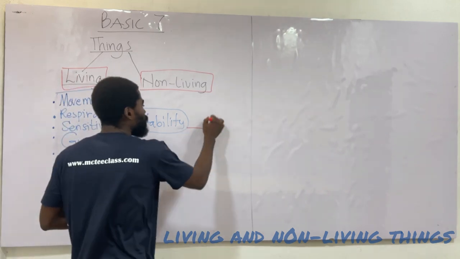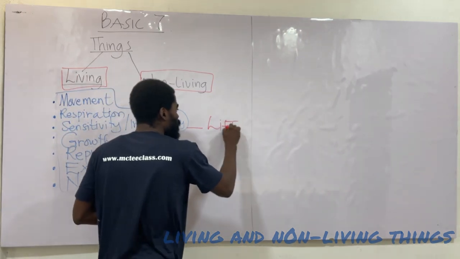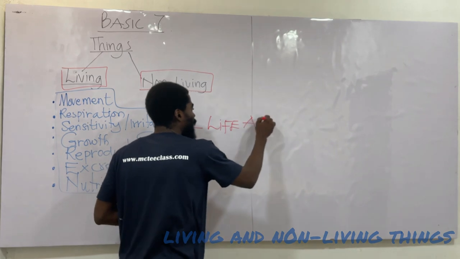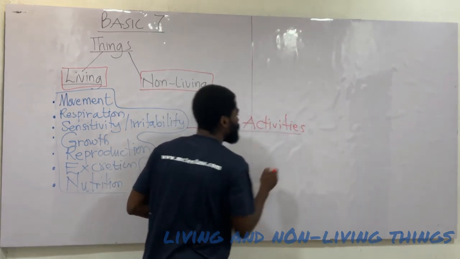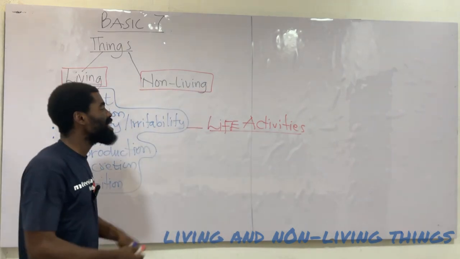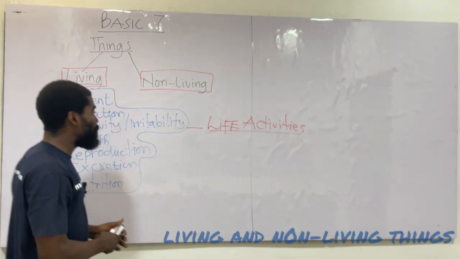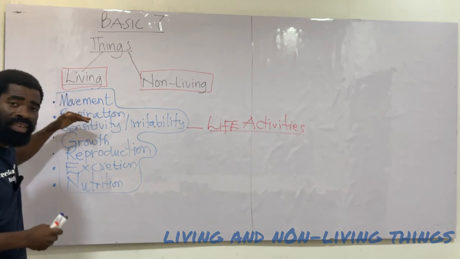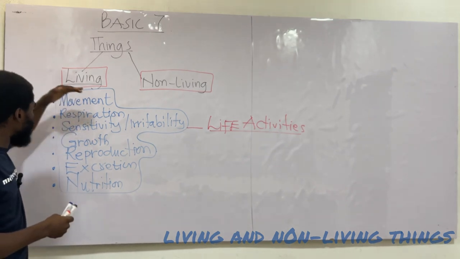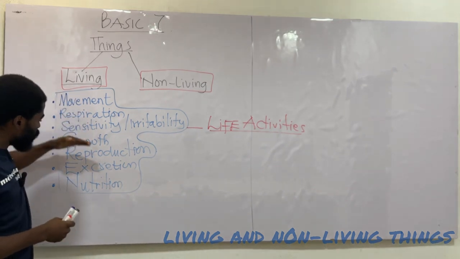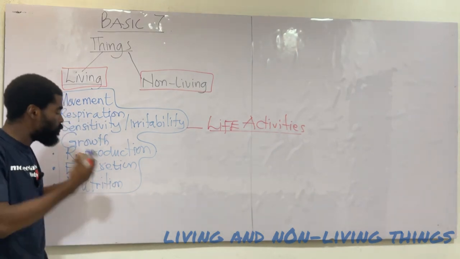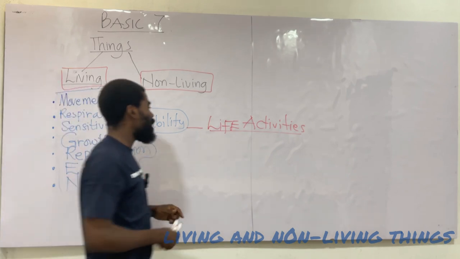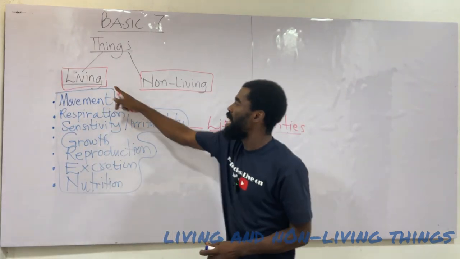So these things are referred to as life activities. Anything at all that can perform all these life activities, that can move, respond to stimuli, grow, reproduce, excrete, and also feed itself, or get food, or eat, then we are calling that organism or that thing living.